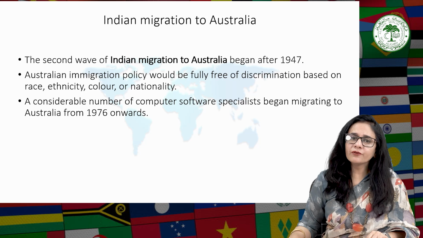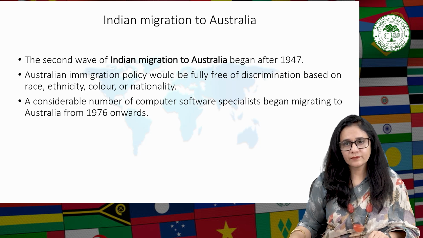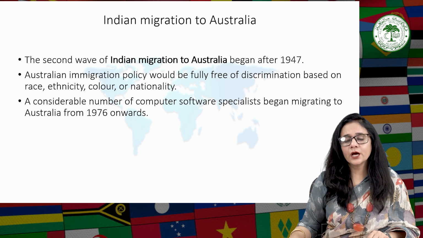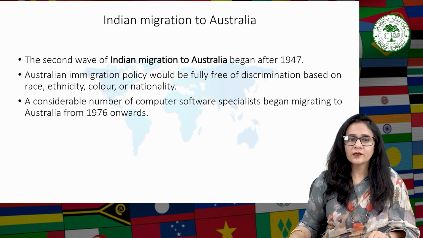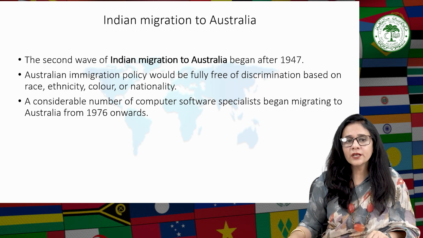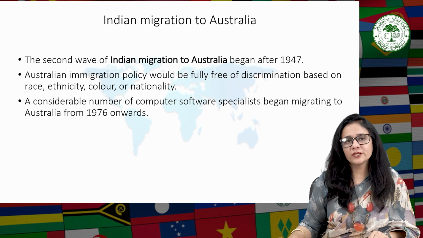The second wave of Indian migration to Australia began after 1947, when India gained independence, and included a considerable number of British and Anglo-Indians. Furthermore, the Whitlam Labour government's statement in 1972 that Australian immigration policy would be fully free of discrimination based on race, ethnicity, color, or nationality led to a significant increase in Asia-Pacific immigration.